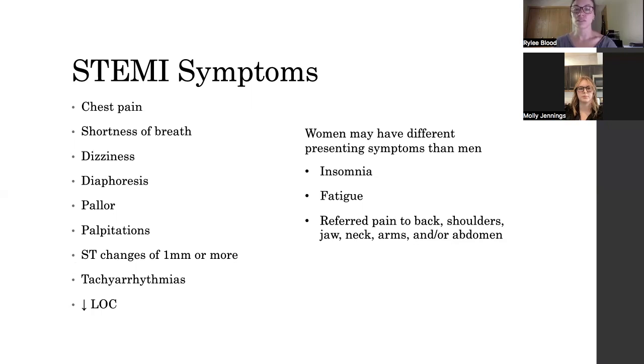Although women do sometimes present with different symptoms than men do, and some of these include insomnia, fatigue, and referred pain to the back, shoulders, jaw, neck, arms, and or the abdomen. So it's very important when assessing the patient that you get the whole entire history and symptoms of when they started, and most importantly, the EKG, because that is the most prominent diagnostic test that will be completed for the STEMI.